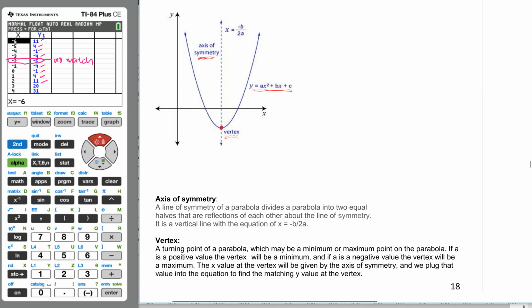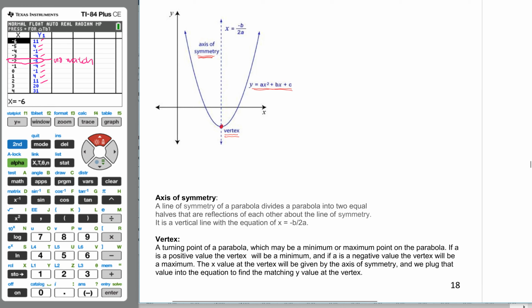So we have here the axis of symmetry. A line of symmetry of a parabola divides the parabola into two equal halves that are reflections of each other. So what we are saying here is that if this is the line of symmetry, this is actually the same shape. This part here is actually a reflection of the other.